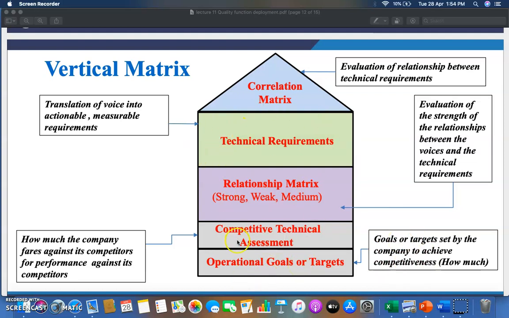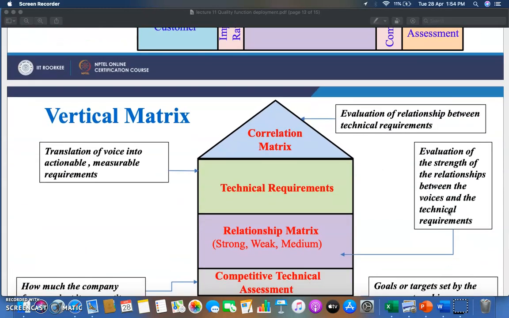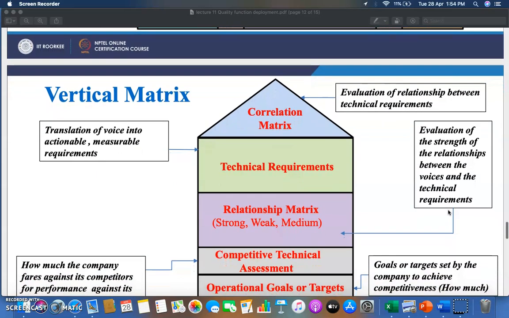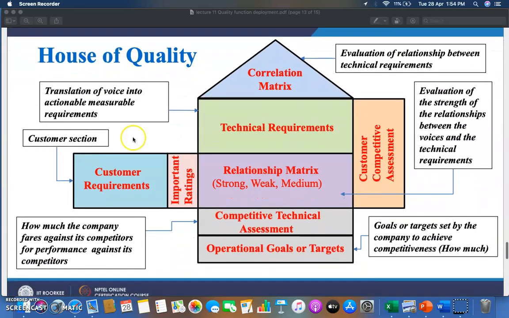In this way, we will complete the vertical matrix as well as the horizontal matrix. This will complete your whole house of quality, which is also called quality function deployment. So the house of quality will look like this. This is your customer section, and this is the evaluation of strength of relationship between voices and technical requirements that we have studied, meaning CR will be related with TR. That you have to do here with the help of this relationship matrix. Next, the correlation matrix, which is the relationship between individual, respective technical requirements. In this way, we will formulate our whole house of quality.